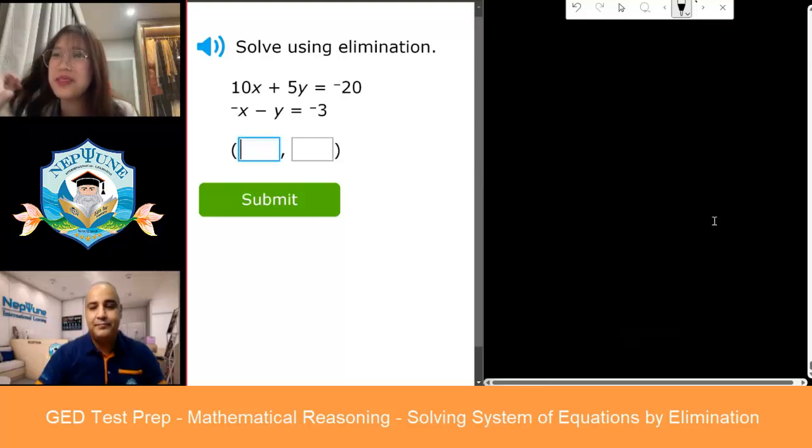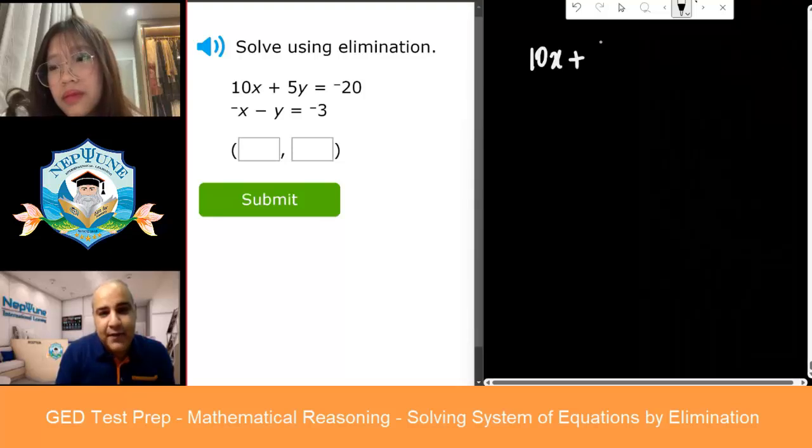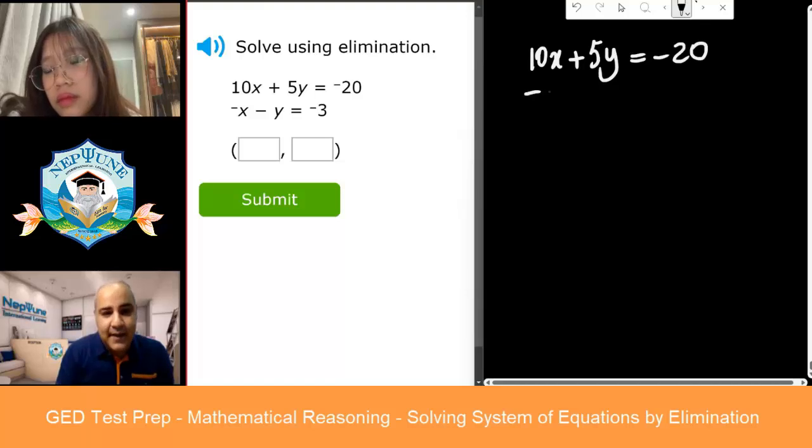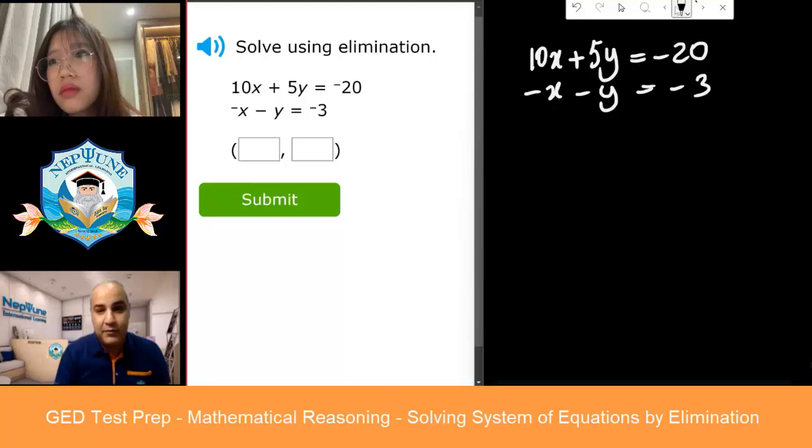Let's do one more. Look, 10x plus 5y equals negative 20. And then negative x minus y equals negative 3. If I add them, they don't cancel out. They don't. But this is 5y, this is negative y.